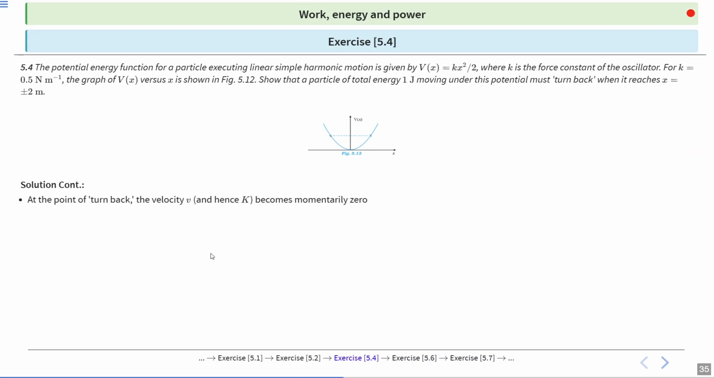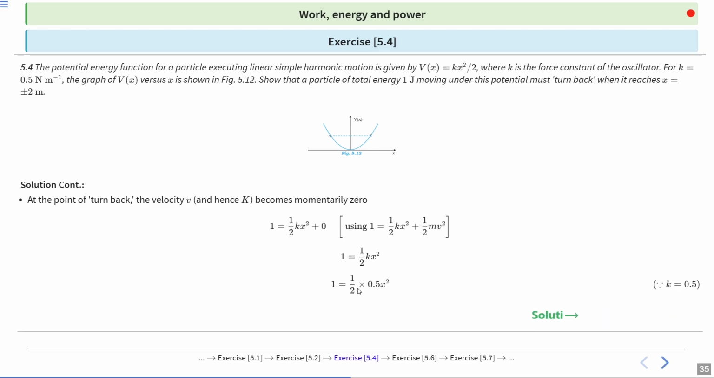So at the point of turn back, the velocity v and hence the kinetic energy becomes momentarily zero. So total energy 1 joule is equal to 1 by 2 kx square, this is the potential energy, plus 0, and kinetic energy here is 0. So 1 is equal to 1 by 2 kx square. Just put the value of k, that is 0.5. So 1 is equal to 1 by 2 into 0.5 x square. Now we will solve for x.